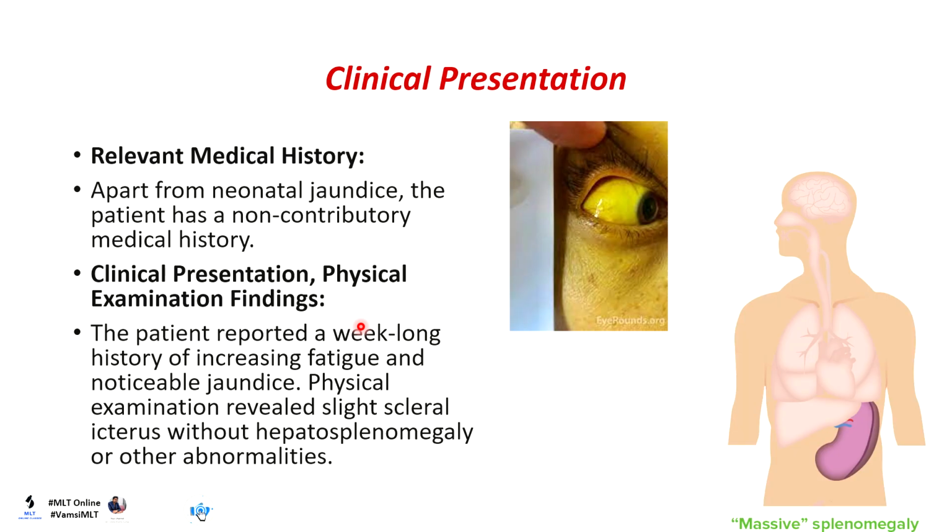Clinical presentation: apart from neonatal jaundice, the patient has no contributory medical history, but the patient reported a week-long history of increasing fatigue and noticeable jaundice. Physical examination revealed slight scleral icterus, that means yellowing of the sclera of the eyes, and no splenomegaly was observed in the patient. By seeing this yellowing of the eyes, we suspected the patient might have G6PD deficiency or some other hereditary condition.